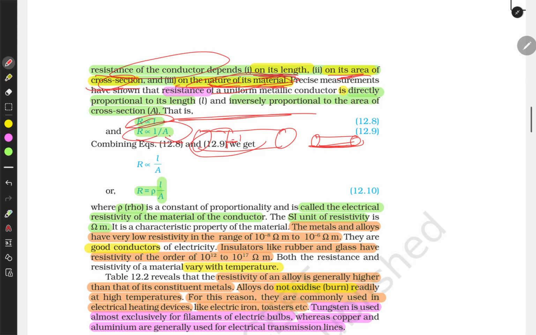And the nature of the material depends upon this rho. It is called the electrical resistivity of the material of a conductor. It is different for each material. It will be different for aluminum, and different for conducting elements like copper, silver, gold, and even glass, rubber, and all that.